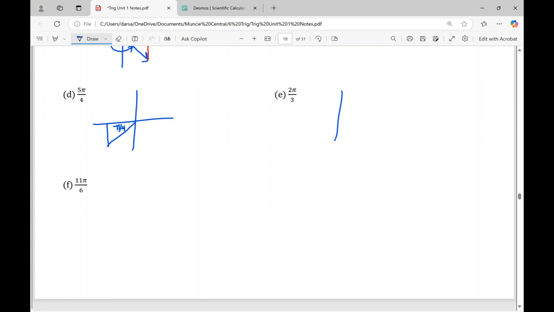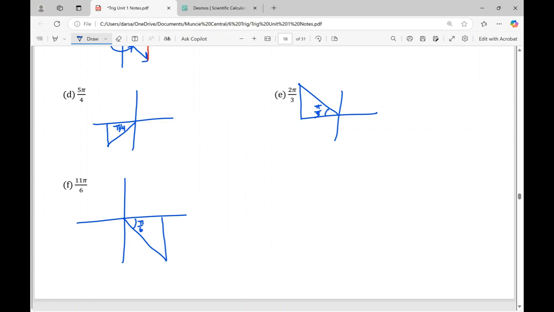2 pi over 3, that is the denominator minus 1. That puts us in the second quadrant. And what is our reference angle here going to be? It's just pi over 3. No big deal. 11 pi over 6, that's 2 times the denominator minus 1. So that puts us in the fourth quadrant. And what's our reference angle going to be? Just pi over 6.